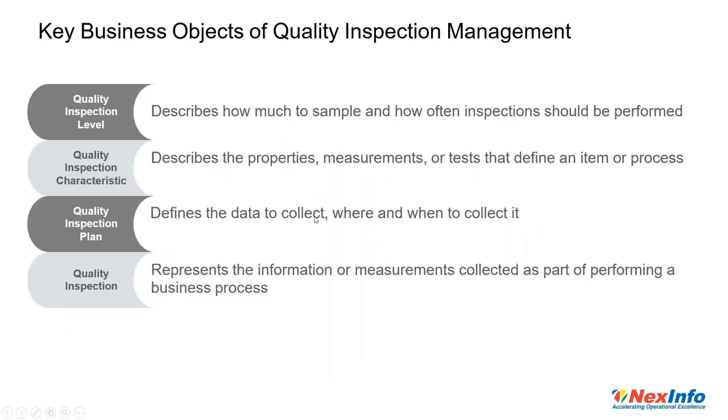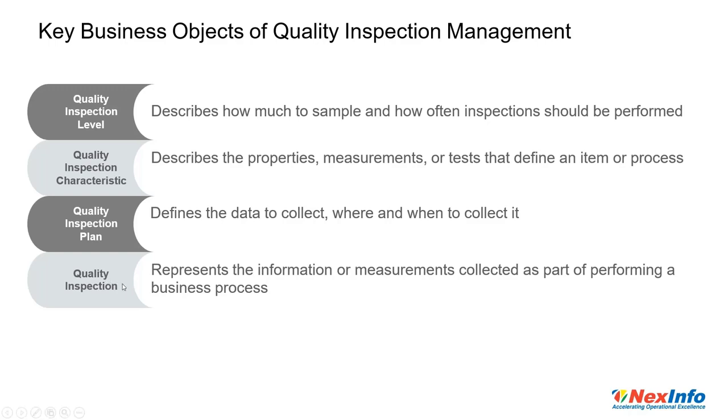So, what are the key business objects of quality inspection management? First and foremost, you need to know what the inspection level is. Inspection level describes how much to sample and how often inspection should be performed. Then come the quality inspection characteristics. This describes the properties, measurements, or tests that define an item or a process. And then you tie the inspection level and the characteristics to an inspection plan. The inspection plan defines what data to collect, where, and when to collect it.